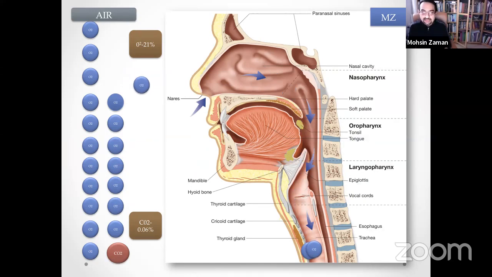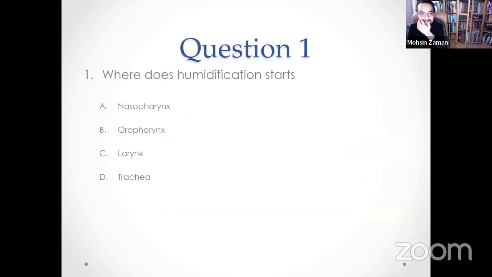As you could see, almost 21% of what is being inhaled is oxygen. And there's literally even less than 0.1% carbon dioxide in normal inhaled atmospheric air. The other thing to keep in mind is that water gets added onto this mixture early on. And that brings us to our first question. So where does humidification start?